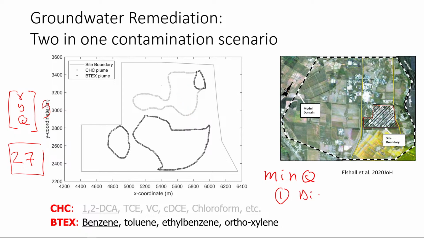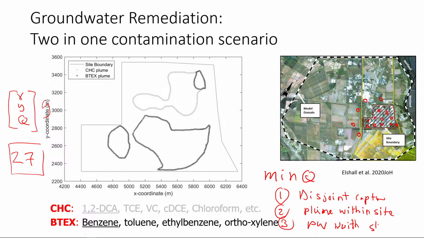Subject to this joint capture. Subject to that I want all particles within the site. Subject to, see, this is my model domain, this is my site domain. I don't want the pumping well to be here or here or here. I want all my 9 pumping wells to be inside my site boundary, because the land outside belongs to other people, not to this property. So subject to the plume within the site, and the pumping wells within the site.